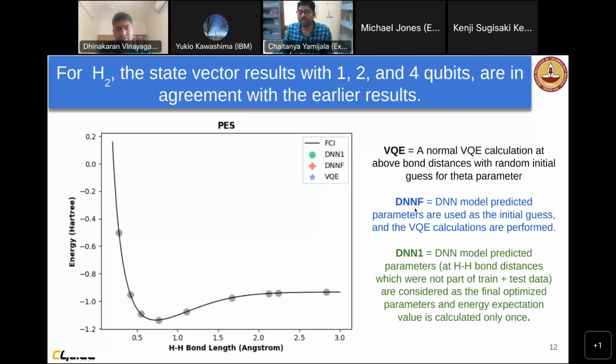Whereas in the case of DNN-F, we start with the deep neural network machine learning predicted parameters, and we continue to run the VQE calculations. And in the last case, we just take the DNN predicted parameters and perform only one iteration. So these are the three different kinds of calculations we did. All of these calculations are on the state vector.